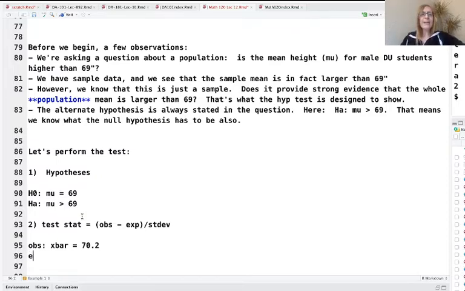Okay, what about for our expected? For the expected, remember, hopefully this is starting to seem familiar. This is just like with confidence intervals. It's just like with the sampling distribution problems that we did. Our expectation for means is the population mean mu.